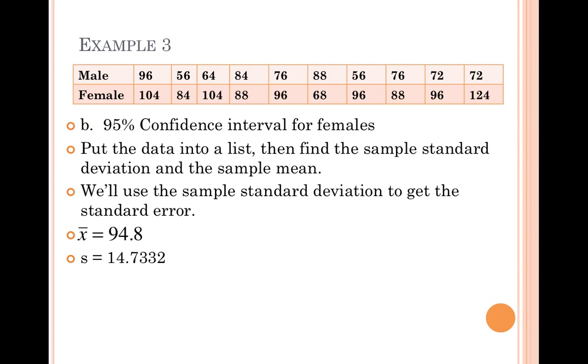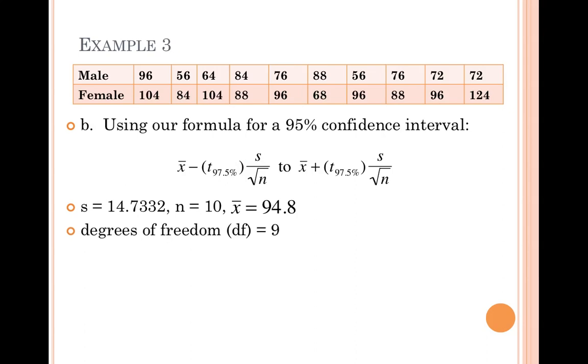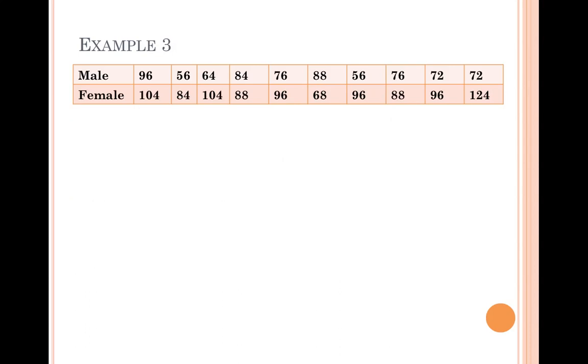Once you get those values, you can go to the formula for a 95% confidence interval and plug in what you know. Conveniently, the t-score that we had for males is the same as the t-score that we're going to use for females, because we have the same sample size, therefore the same degrees of freedom, and the same column, t subscript 97.5. So our t-score is the same. The values that are going to change are your value for the sample mean, the sample standard deviation, and n. So the t-score is 2.26 again.